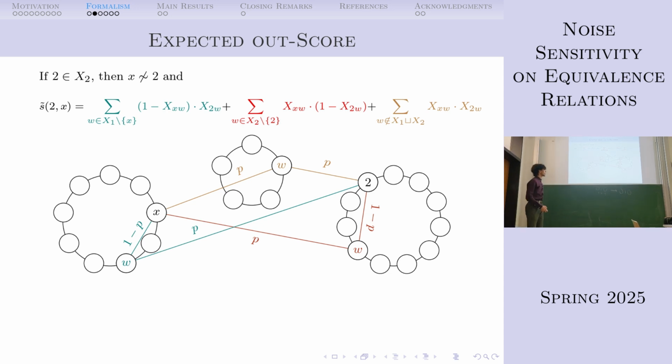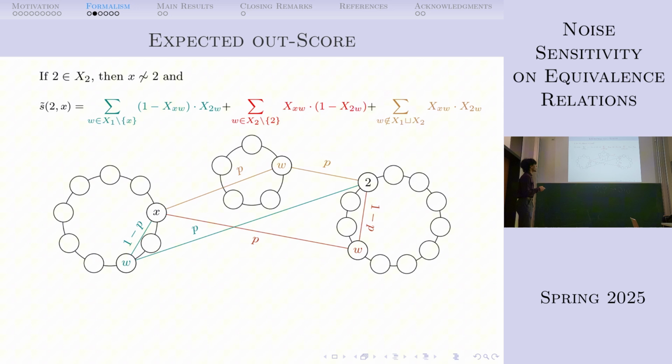Now, if that didn't sound clear, that's completely fine. And so if we would like to compute the expected score for x and 2 under the assumption that 2 is not in the equivalence relation, then simply you have p times 1 minus p for every w in this equivalence class, and this is exactly what we have here, p times 1 minus p for every w in this equivalence class.